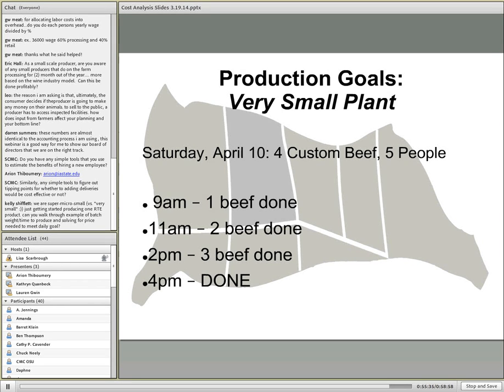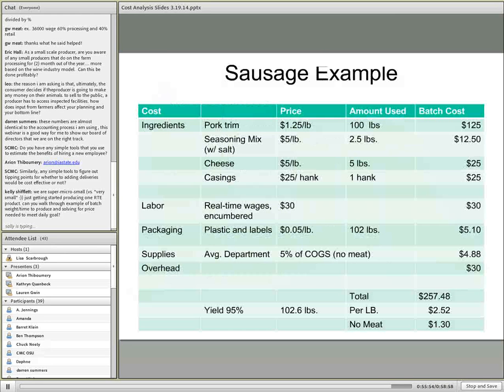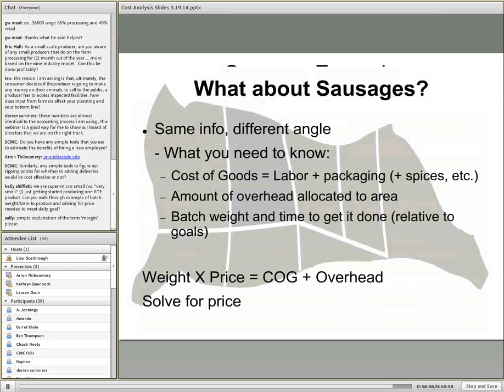Here's a question about an example of batch weight and time for one ready-to-eat product. Maybe we need to go back through your previous example. So the wait time to produce, solving for price needed to meet my daily goal. That's kind of this one. So what you need to do is do a batch of the product and figure out how long it takes you to do that batch.